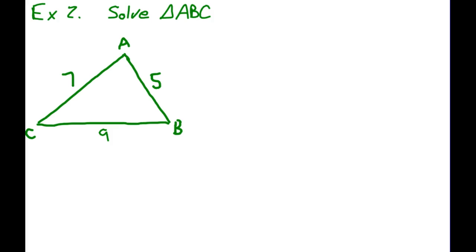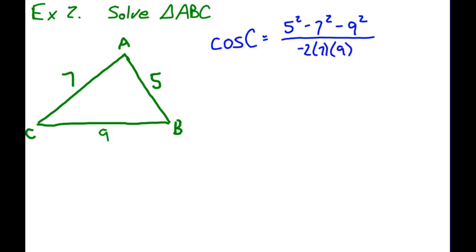Example 2, we're going to solve triangle ABC again using the law of cosines. In this particular example, we know all three side lengths. We don't know any of the missing angles. So we have to use the law of cosines twice to find two of the angles. Once we have those two angles, just subtract them from 180 to find the remaining one.